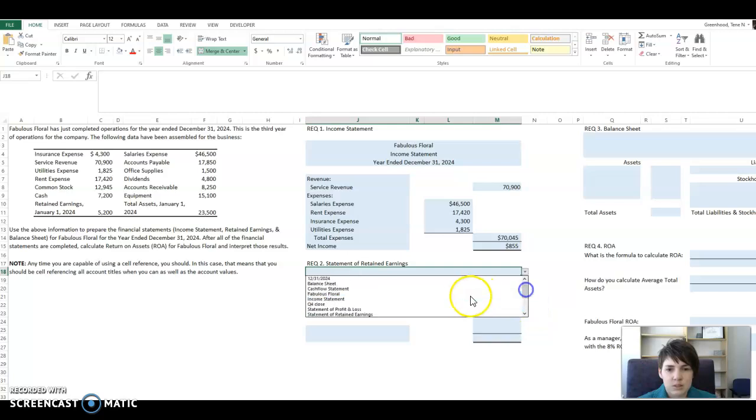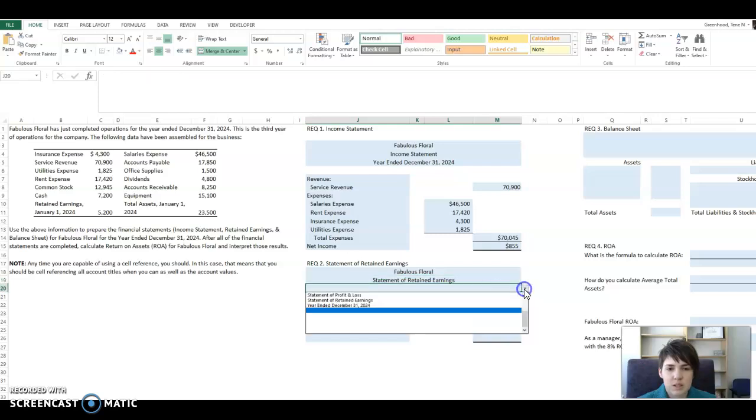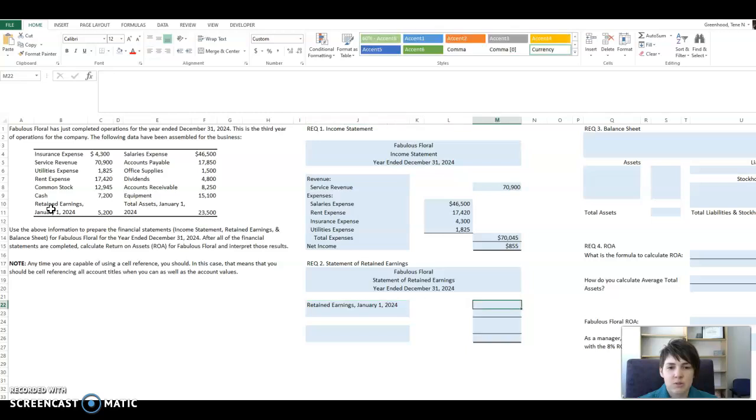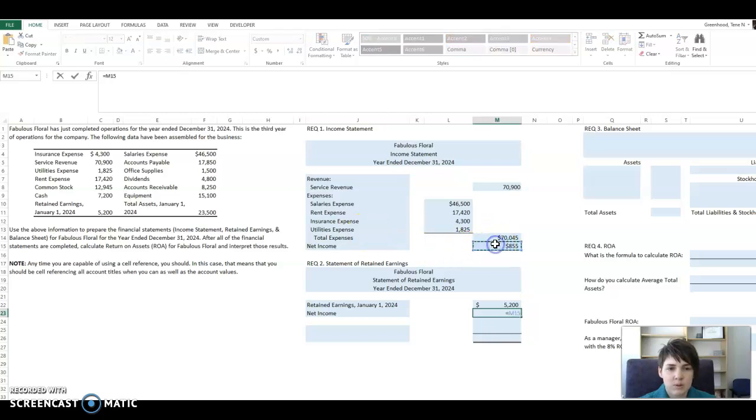Very similarly, we have the company name, the type of statement, statement of retained earnings, and year ended December 31st. Then we always start out our statement of retained earnings with the beginning of the year, because this is showing how retained earnings has changed. So we start out with retained earnings as of January 1st, 5,200. Then, next we're going to add in the net income. I'm going to cell reference net income and the amount. Add those together for 6,055. If this were a loss, it would obviously say net loss and be a negative number instead of a positive.